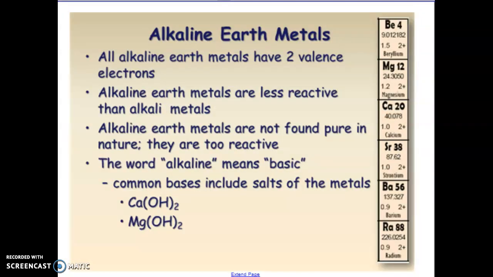Okay, so the second group on the periodic table is also a metallic group, and they're called the alkaline earth metal group. Every element in this group has 2 electrons on its outside orbit, or its last energy level. So they are reactive. They are still reactive metals, but they are less reactive than group number 1.